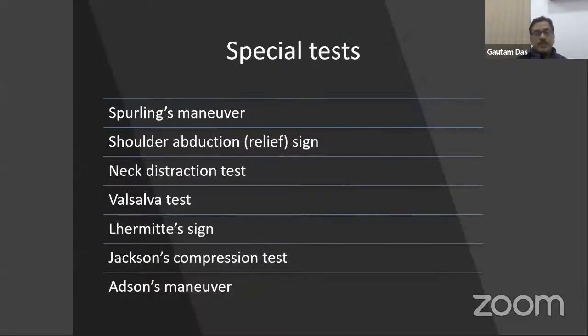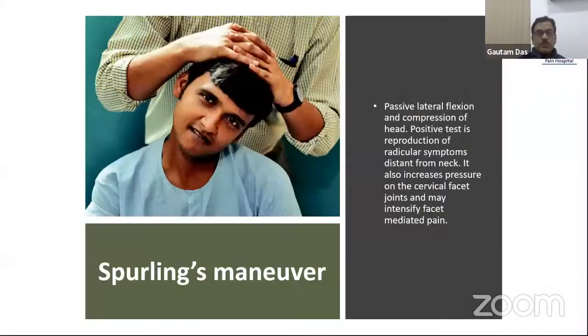Now we are coming to the special clinical examinations. There are a few special clinical examinations we'll be showing you on the picture, and then I'll be calling one volunteer on whom I'll be showing you the test again. So first is the Spurling's maneuver. Spurling's maneuver, what we are doing?